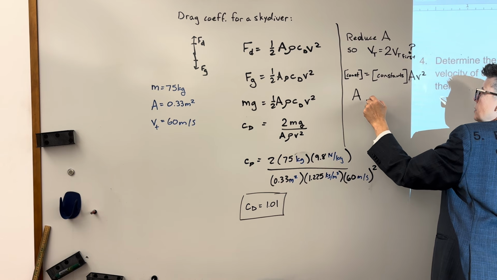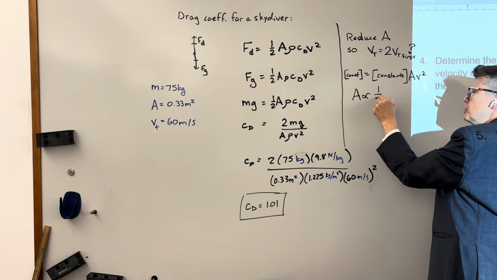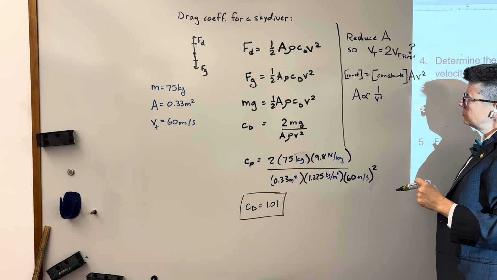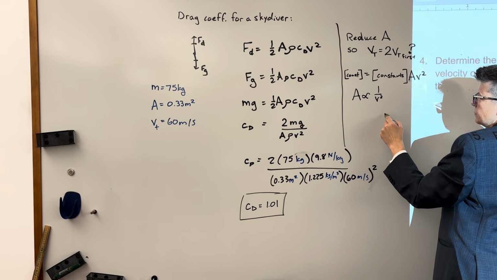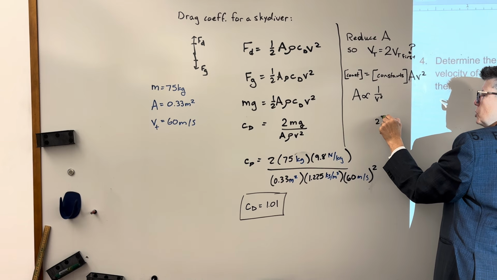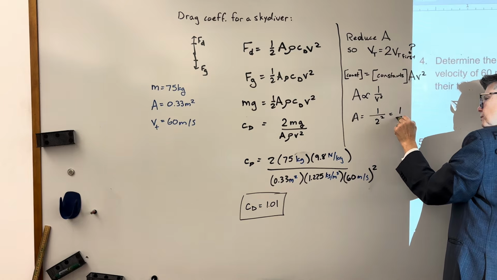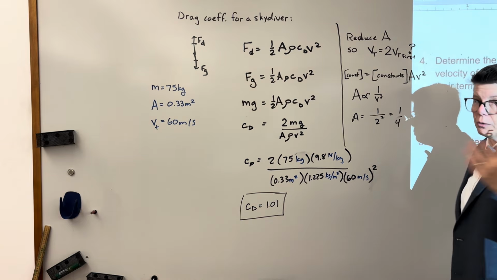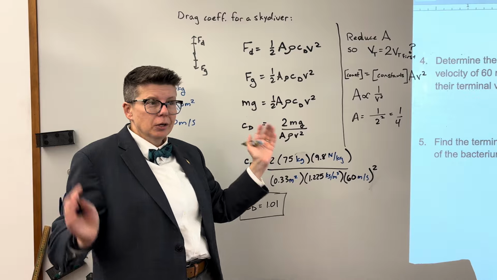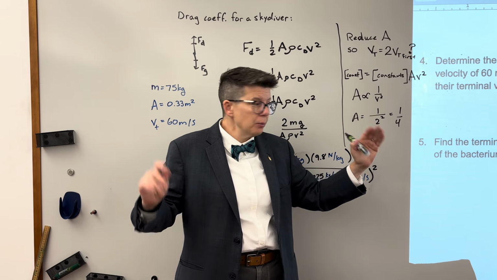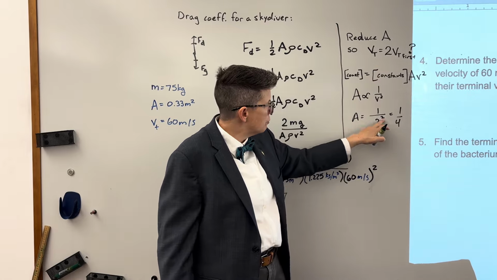A is proportional to 1 over the square of the velocity. I want to double the velocity. 2 squared is what we're looking at. What I did here was I just took the terminal velocity as just a constant. I don't want to work with a specific number. I don't really care what it is. So 2 is the factor by which I want to change the velocity, giving 1/4.